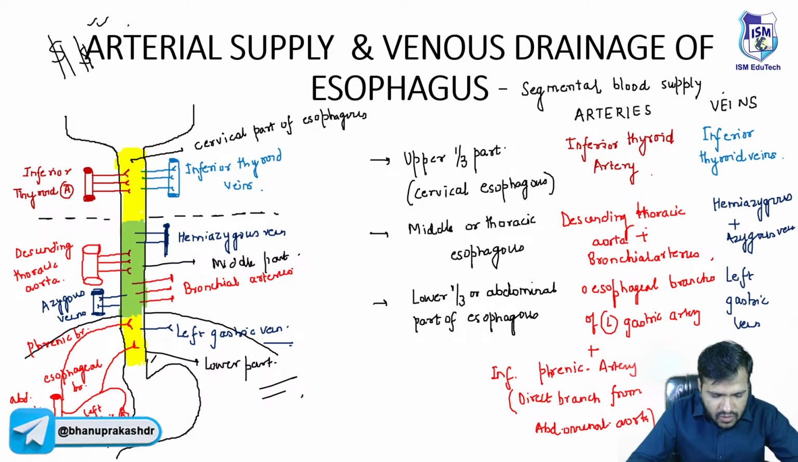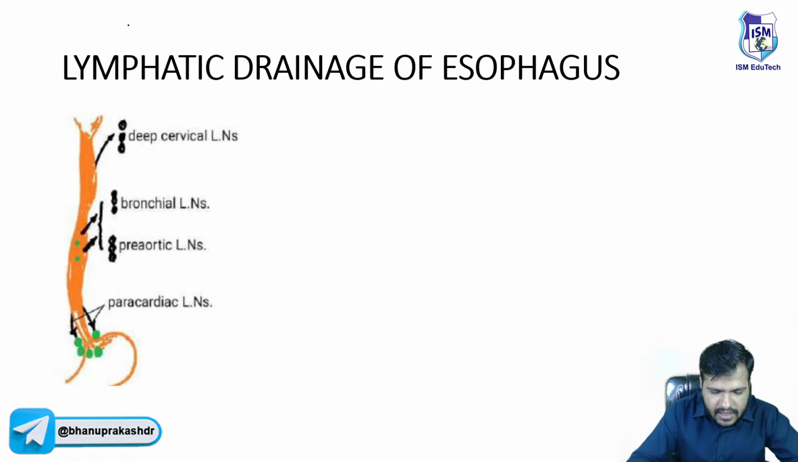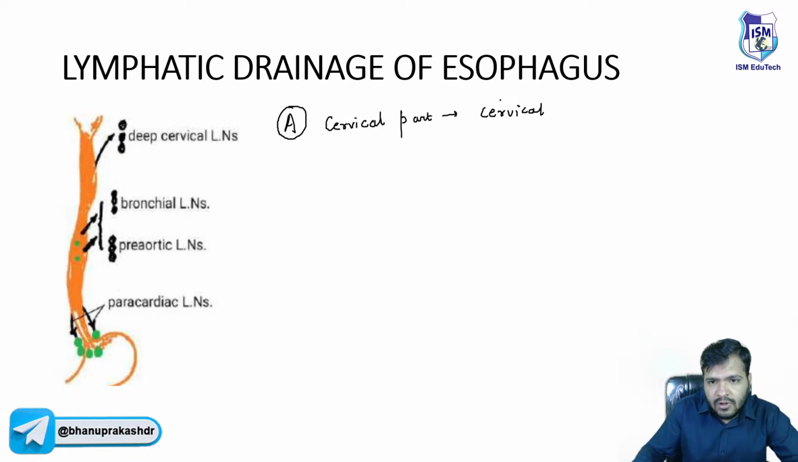Now, coming on to the lymphatic drainage, beta. This is something that we have already drawn. Remember, the lymphatic drainage also has a segmental pattern. When I say segmental drainage, each part will drain into a different group of lymph nodes. The cervical part will drain into the deep cervical lymph nodes.